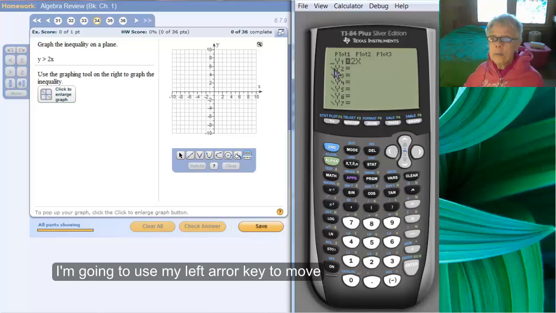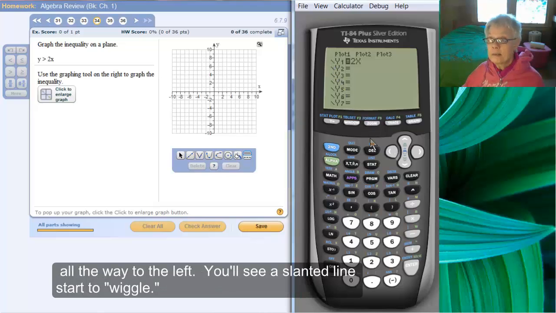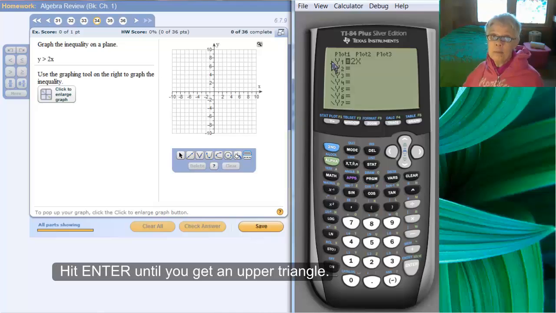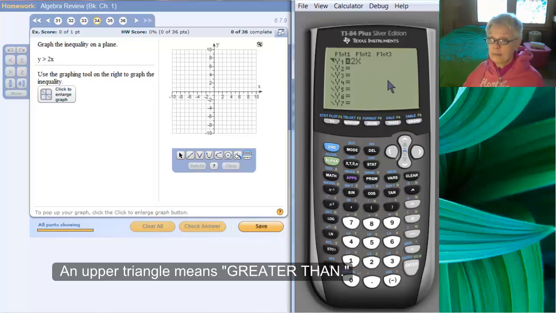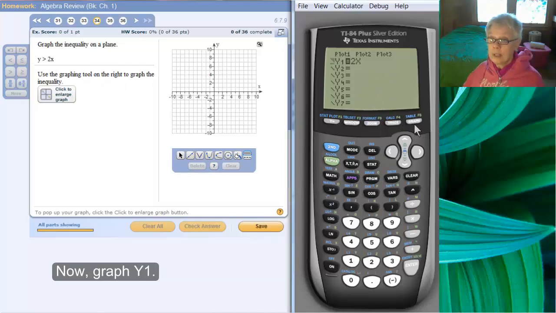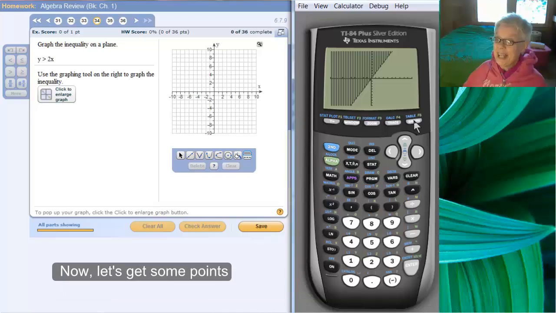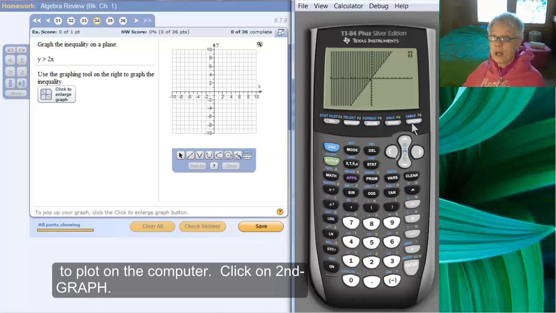I'm going to use my left arrow key to move all the way to the left, and you're going to see a slanted line kind of wagging. Hit enter and the line changes shapes. We want the upper triangle, which means greater than. Now, graph y1. Is that cool? The area above y equals 2x is what we want.